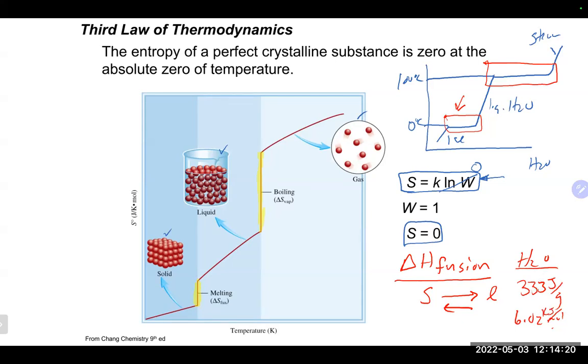The number is the same. The sign is different depending on which way you're going. If we're going from solid to liquid, it is plus 333. And if we're going the opposite way, it's an exothermic process, minus 333 to go that way. Same thing happens as we transition from liquid to gas. That's the delta H of vaporization, or the heat of vaporization.